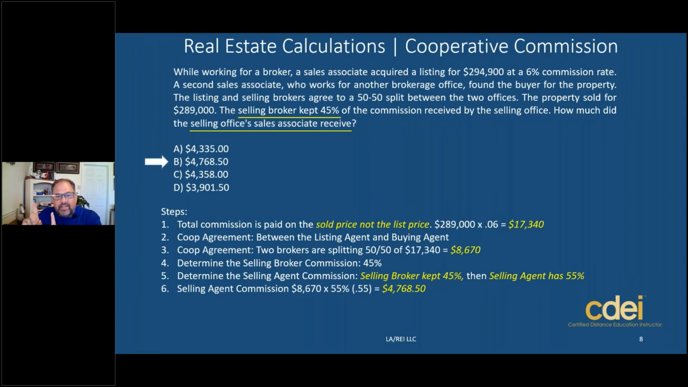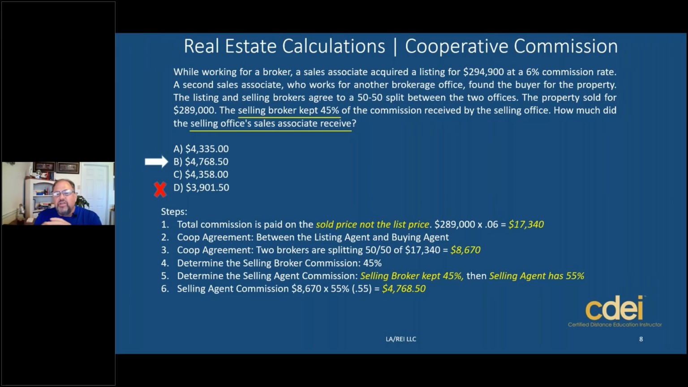Now, 9 times out of 10, what happens is students will read that the selling broker kept 45% of the commission received by the selling office, and then they'll read the question, how much did the selling office sales associate receive? But they don't comprehend that there's not another number given for the sales associate. So what they typically do is use 45%. They'll take 86.70 times 45%, or 0.45, and that comes out to $3,901.50, and that's the wrong answer.